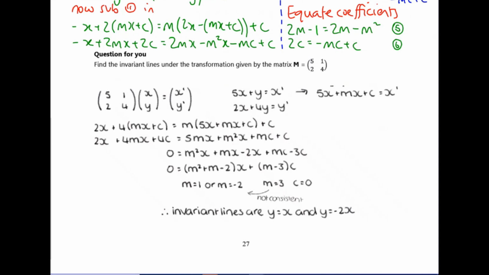These solutions do it slightly differently to how I do it. But ultimately, you should get the same answer. So they've got y equals x and y equals minus 2x.